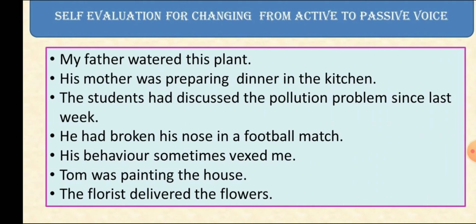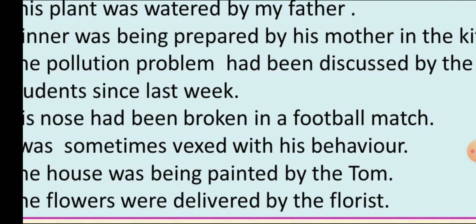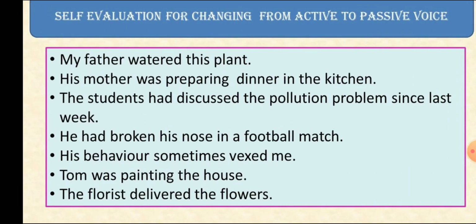Next, let us see, he had broken his nose in a football match. He subject and his nose object. Now interchange the subject and object. Now again it is in past perfect tense. How I identified that it is in past perfect tense: by seeing the verb, that is had plus past participle. So his nose had been broken in a football match by him. Agent is, if you want you can add, otherwise not necessary.